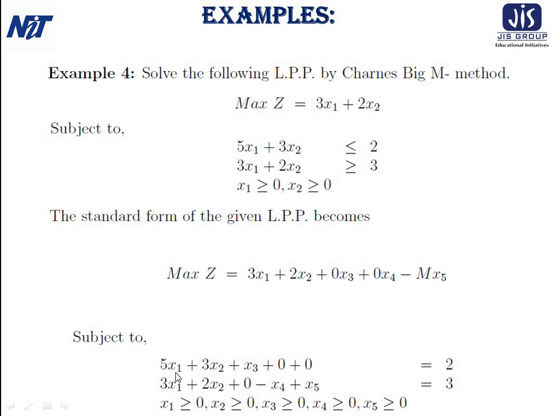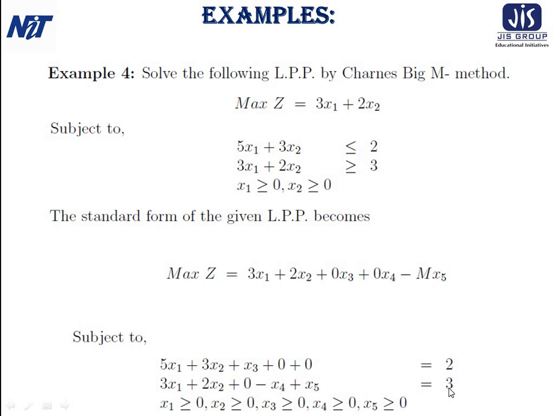So after adding the variable x3 in the first constraint, we are getting 5x1 plus 3x2 plus x3 equal to 2, and we are subtracting the new variable x4 from the second constraint. We are getting 3x1 plus 2x2 minus x4 equal to 3.